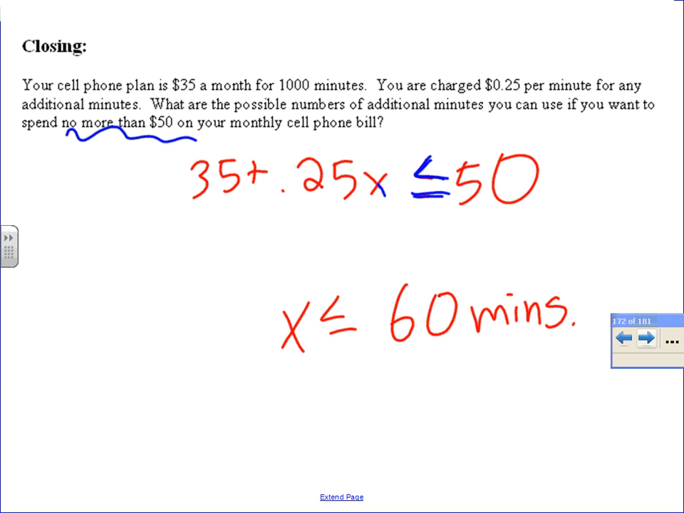Annalise? If you have a keyword like no more than, or greater than, or less than, or at least, any of those keywords, it's an inequality. Any keywords that are like exactly or is equal to, that's an equation. So use your common sense. It's easier than you guys think. Go ahead, Annalise.